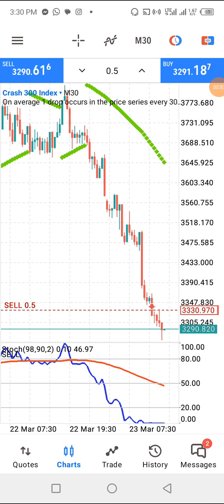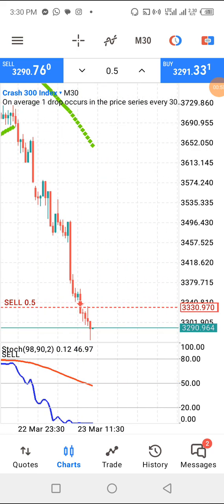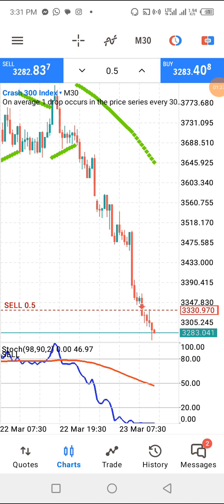Before I show you the strategy, let me show you a current trade I'm running on Crash 300. If you go and check my Millionaire strategy from 3 or 4 days back, I was explaining that Crash 300 is going to be dropping very soon, and that movement has already started. Throughout this week, Crash 300 is going to be dropping. If you understand how to trade it very well, you can leverage on it and make huge profit from it.